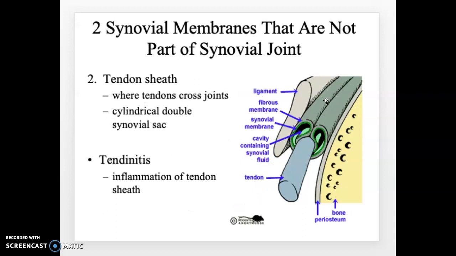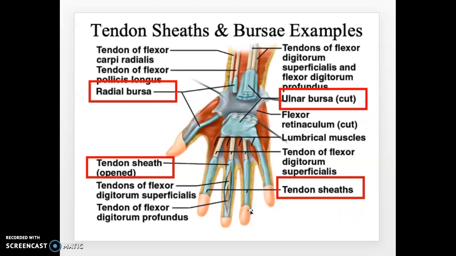Another similar synovial membrane is called a tendon sheath. So wrapped around your tendons are these little tendon sheaths that have synovial fluid within them, and they allow the tendons to glide nice and smoothly without rubbing against the bone. If the tendons get inflamed, we call this tendinitis. You guys probably have also heard of that too. Here's just a picture looking at different examples. So you can see the bursae here, the tendon sheath wrapping around all of the tendons.